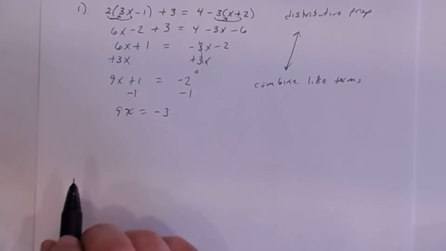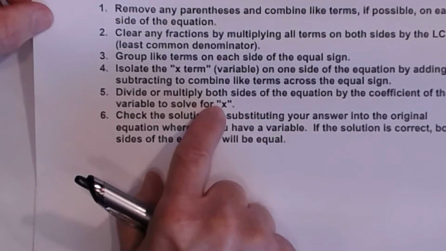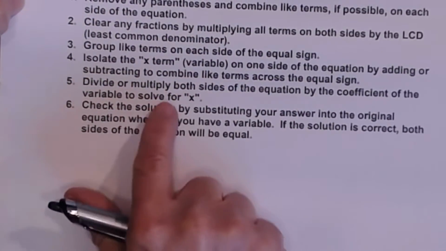All right, and then the fifth step, you'll notice that the fifth step says to get the variable by itself, you're going to divide or multiply both sides by the coefficient of the variable.